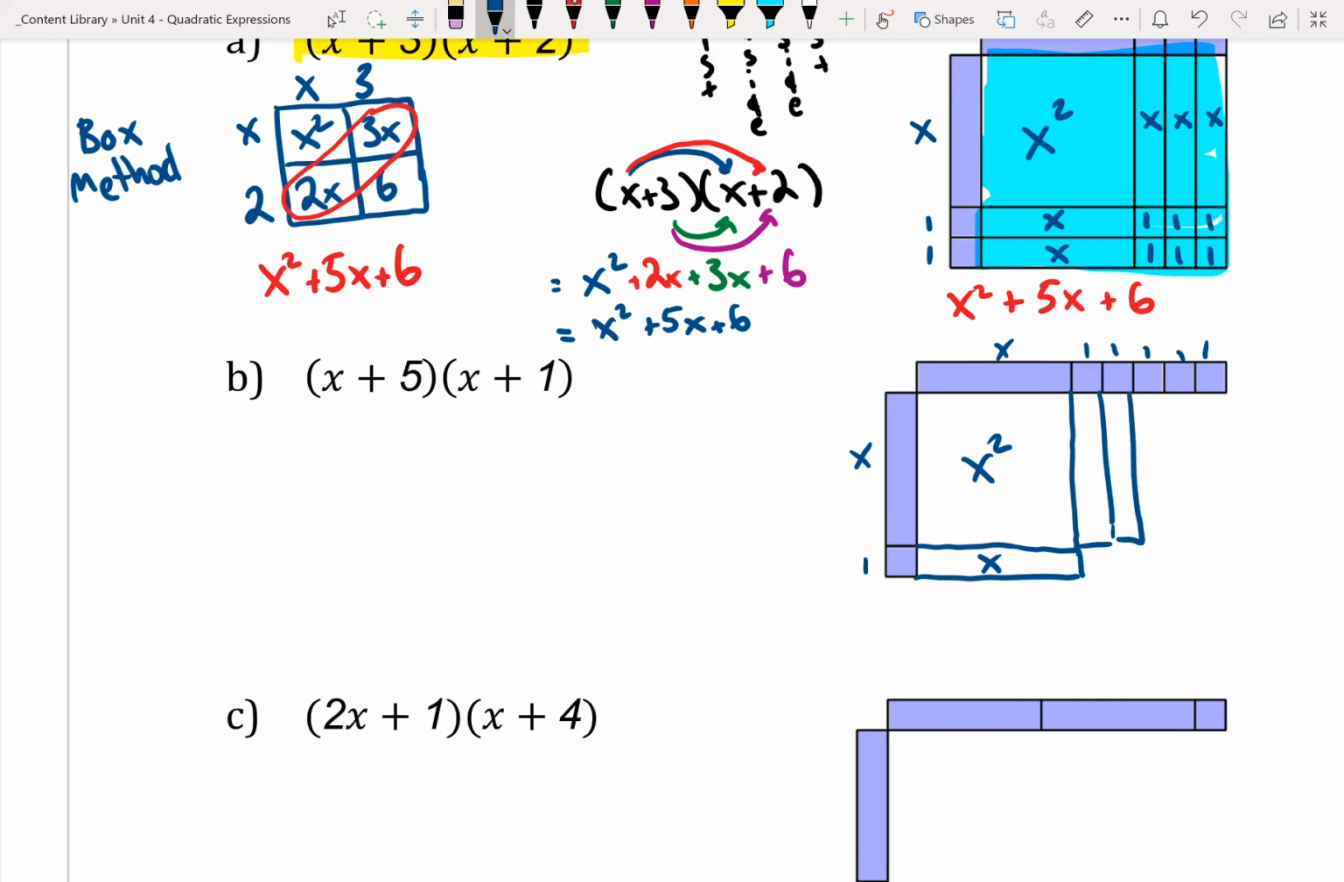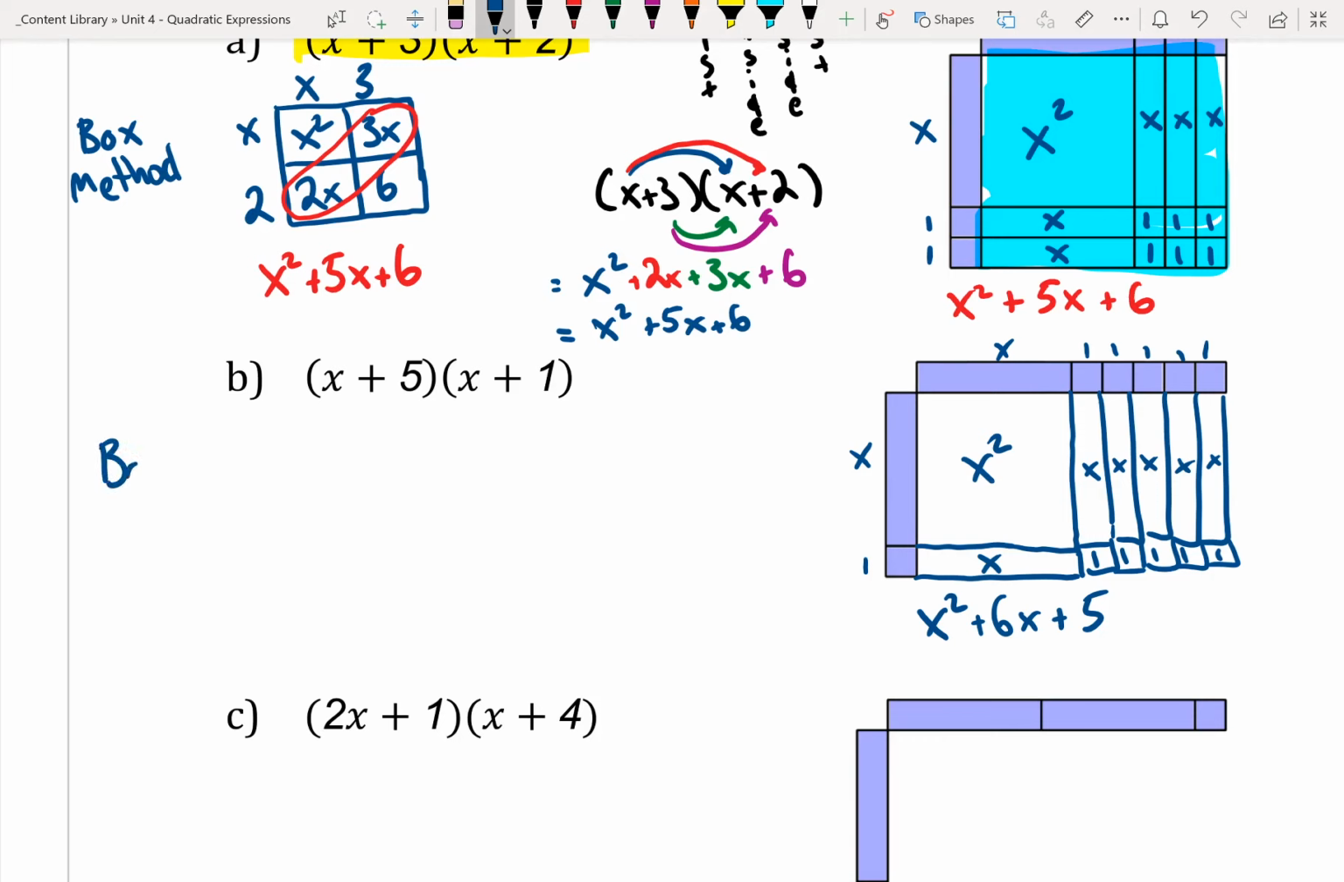I'm going to get 5 skinny rectangles here, which are all x's. And I'm going to get a bunch of squares, which are all 1s. So if I go through and I add all these up, I have x squared plus 1, 2, 3, 4, 5, 6 x's, and then plus 5 1s, or plus 5.